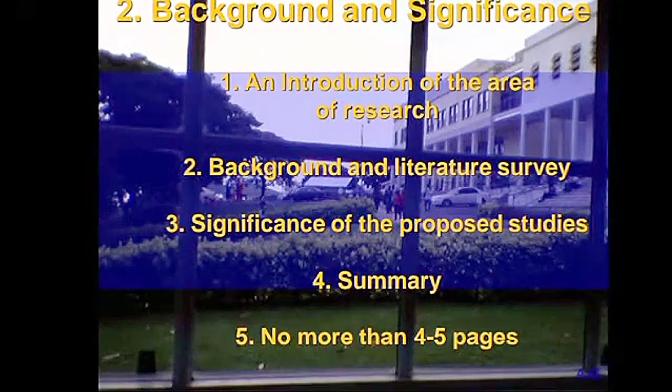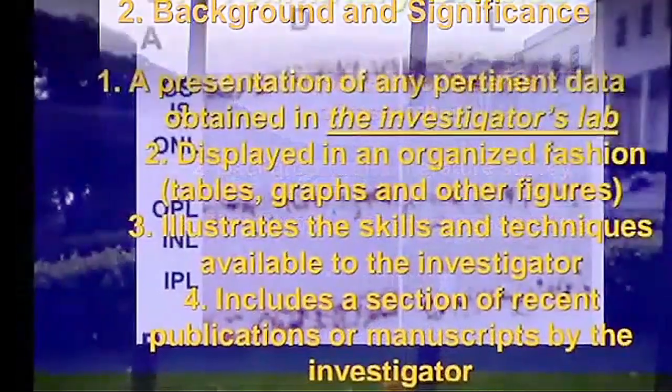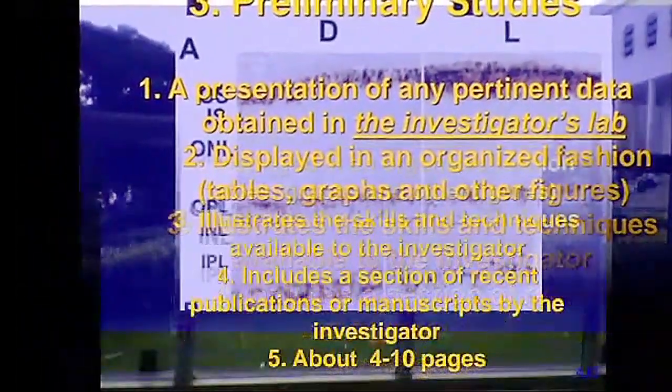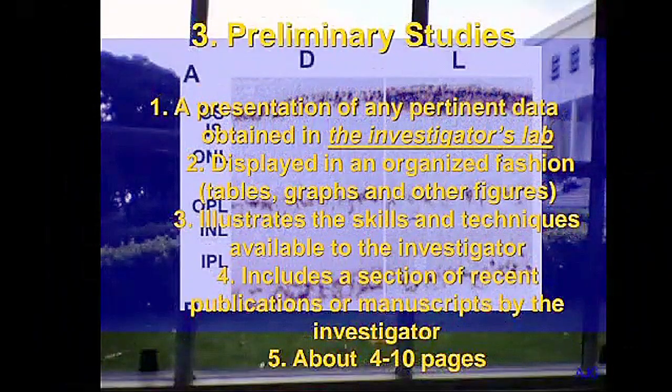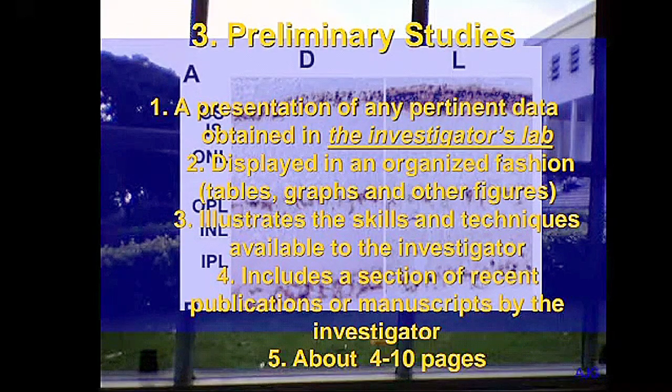The third section of the grant proposal is designated preliminary studies, and this should include presentation of any pertinent data from the investigator's lab that supports the research proposal at hand. This data should be displayed in a concise and clear fashion, such as tables, graphs, and figures. It also serves to illustrate the skills and techniques available to the investigator in their lab.